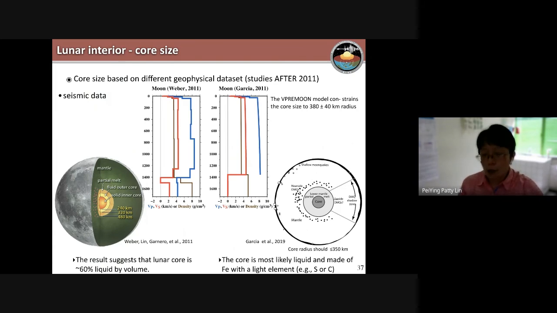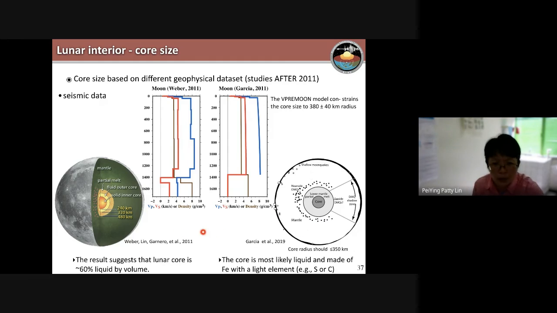So after 2011, we revisited the data. Two groups actually came up with the core size, with different models and different core sizes. For this one, the results show that the lunar core is about 330 kilometers in radius. And for this one, the rough estimate is about 380, and it may also be smaller, 350.